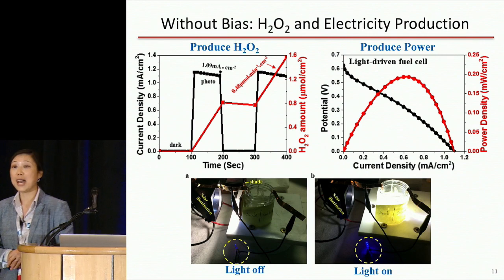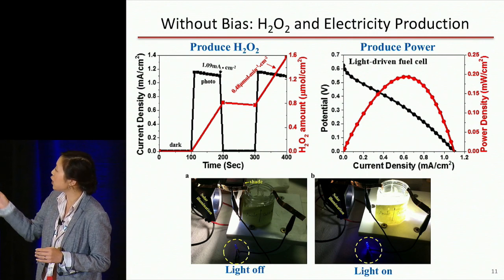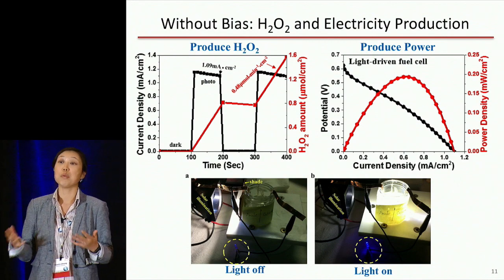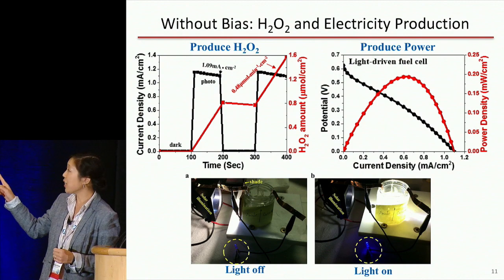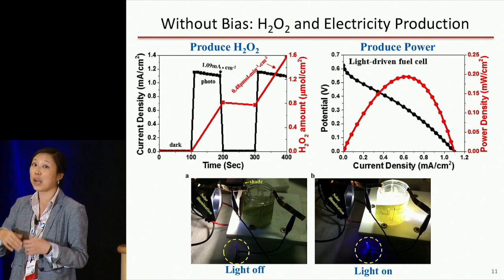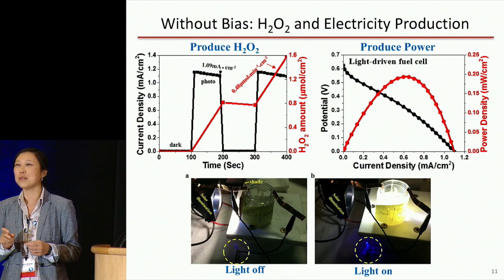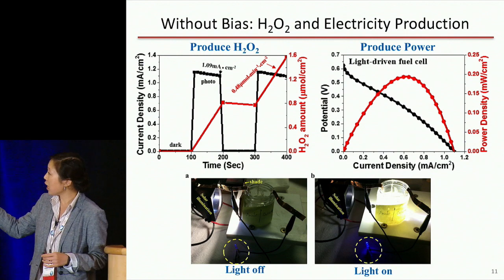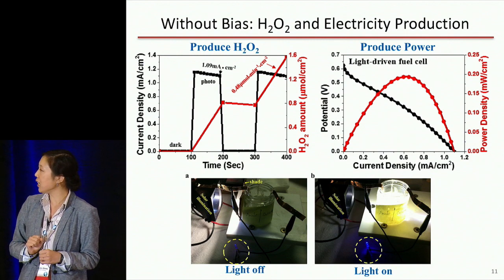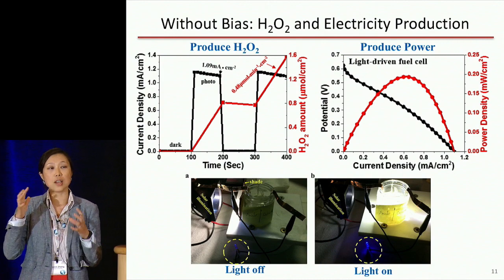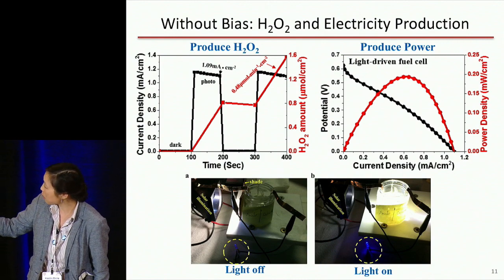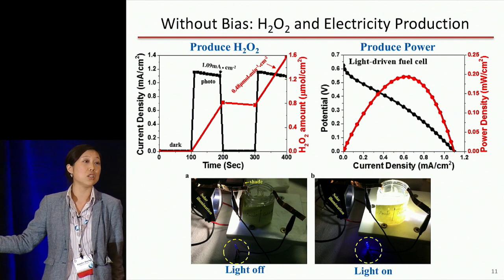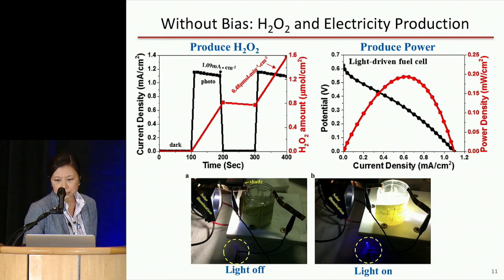To show you this is really happening, I have some plots. The first one shows a chopping curve producing hydrogen peroxide without any bias. It shows it produced hydrogen peroxide. On the other side is a typical fuel cell measurement. It means while we are producing hydrogen peroxide, we produce a little bit of electricity, not a lot. The bottom shows we have the fuel cell in the beaker, and we have an LED light. When we don't shine the light on the fuel cell, the LED is dimmer, but when we turn the light on, our hydrogen peroxide fuel cell is generating additional electricity, making the light brighter.